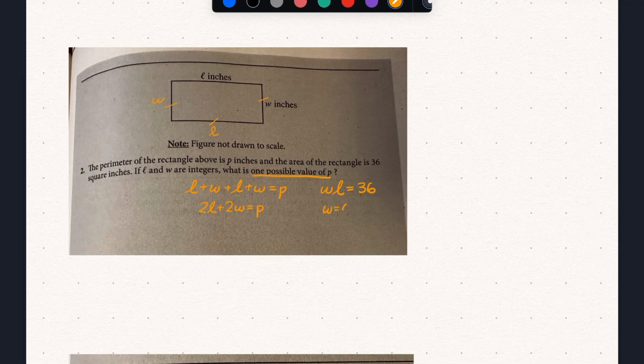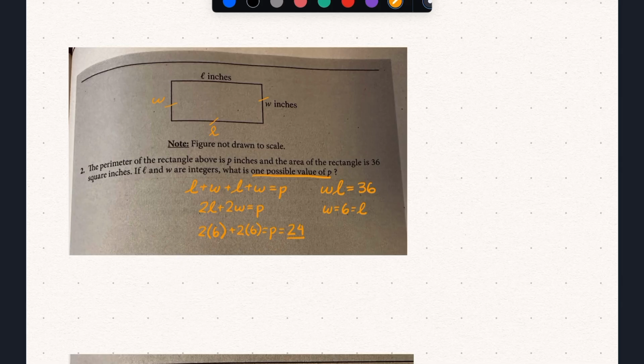W equals 6 and L equals 6, so our area would be 36. In that case, we could plug in 6 for W and L into our perimeter equation. 2 times 6 plus 2 times 6, which equals P. Therefore, P equals 24. So one possible value of P is 24.